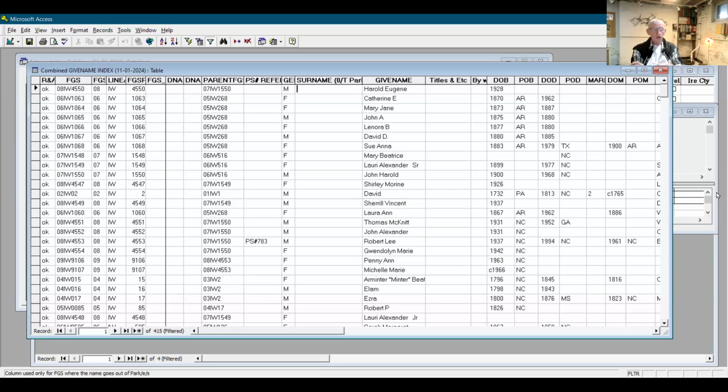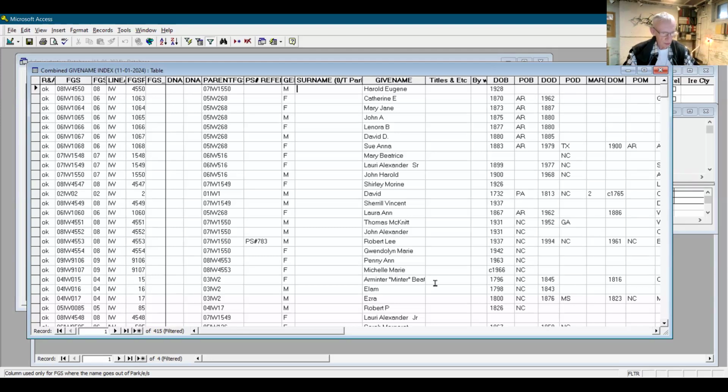We keep this in Access 97. I like databases because you have this chart-like thing, and you've got all these fields in there that you can populate and give you information.